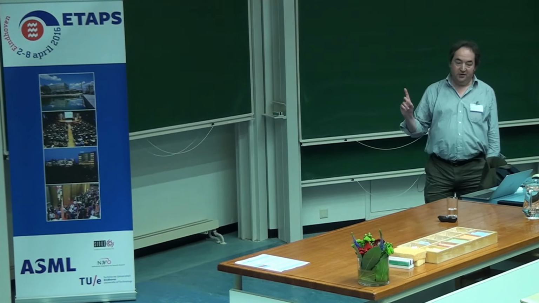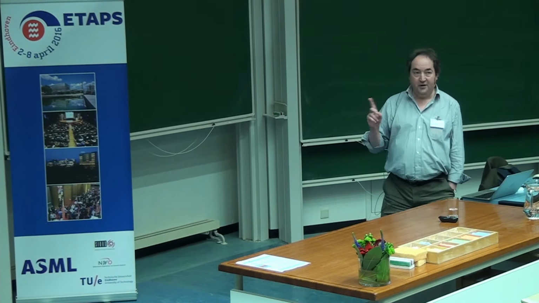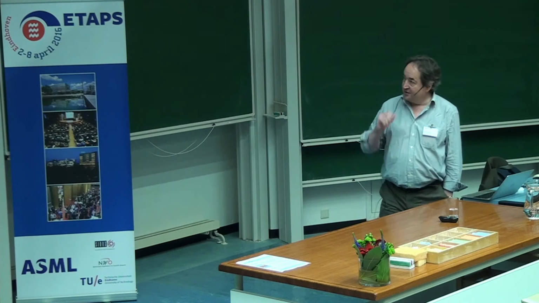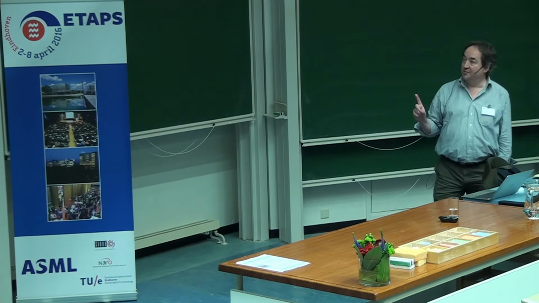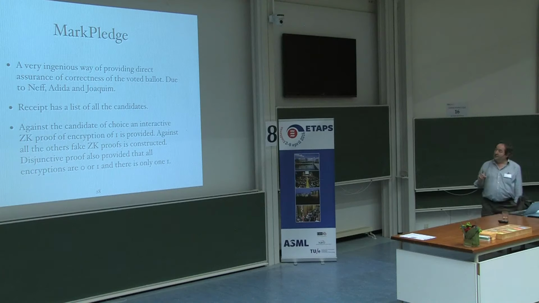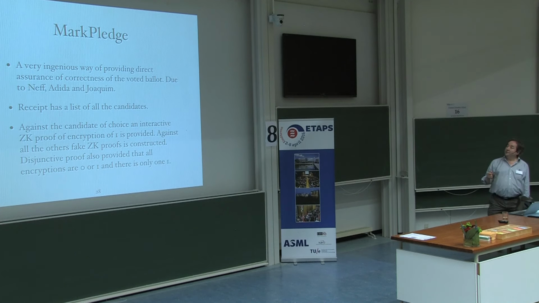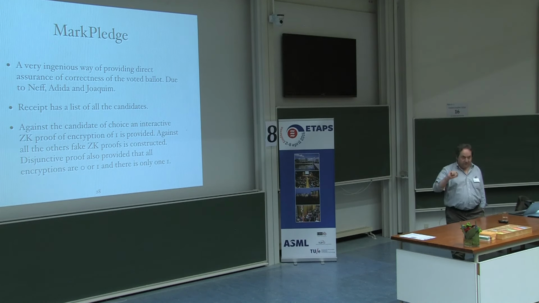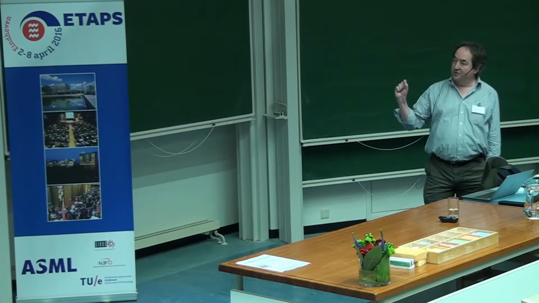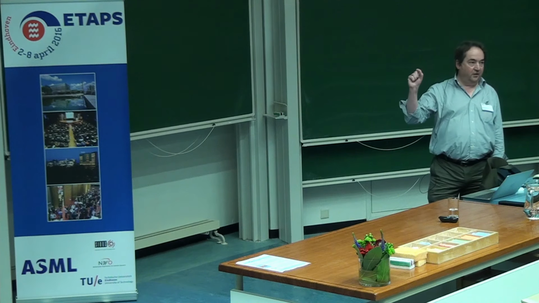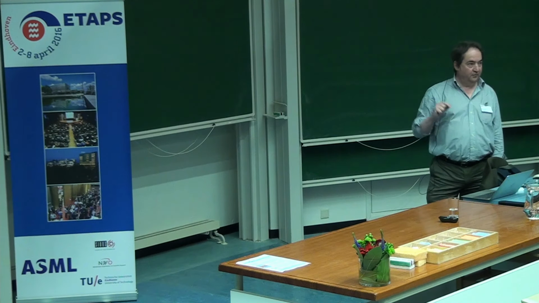So let me very quickly touch on a very nice scheme which takes a different approach to this. Again, I'm not going to go into the technical details, but I'll try to give you a flavor of it. It's originally due to Andy Neff, but it was elaborated by Benaloh and Rivest and Joachim. You basically get a receipt which has a list of all the candidates, and you tell the device which candidate you want. The device is supposed to produce an encryption of a 1 against the candidate of choice and an encryption of 0 against all the other candidates.